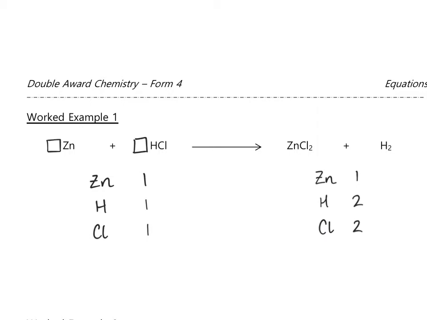So basically, each formula is separated by a plus or an arrow. Okay, and that's the start of a new formula. So there's no other formulas on the left-hand side of the equation. So we go over to the right-hand side of the equation, and our next formula is ZnCl2. So we put a box in front of that.